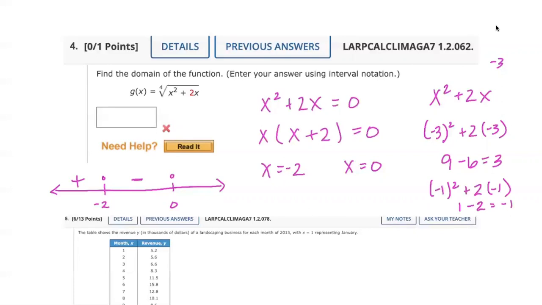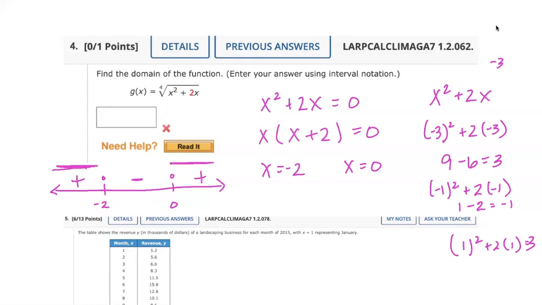Now pick a number bigger than 0. We can pick 1. So in this case, we'd have 1 squared plus 2 times 1, which is going to give me 3. So it's positive over here. So we can put a positive number underneath that 4th root, but we can't put a negative number. So our intervals where it is positive would be here and here. You can have a 0, so it can include 0.